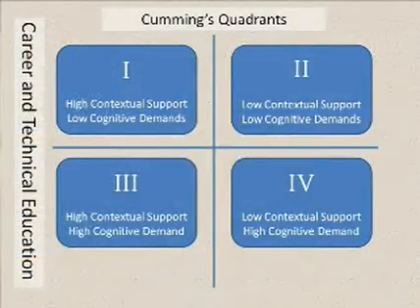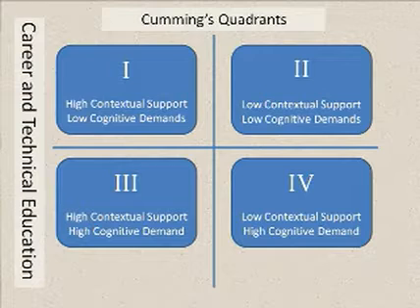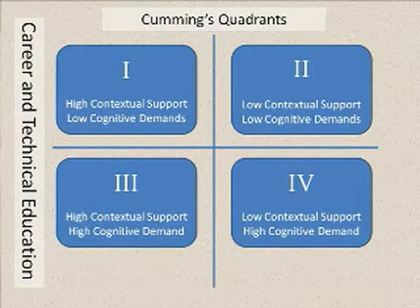In quadrant 3, we have high contextual support and high cognitive demand. In CTE programs, this is where there are rigorous academic connections with emphasis on contextual and skill application. For example, in this case, students are required to research, learn, and apply technical concepts to real-life problems and use real-life materials, such as design software, accounting software, etc., to solve a problem.